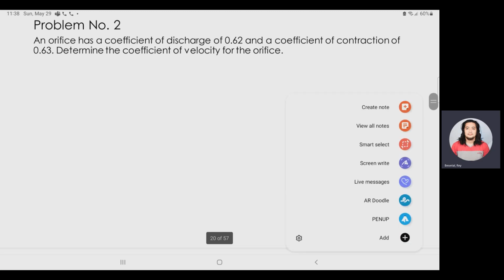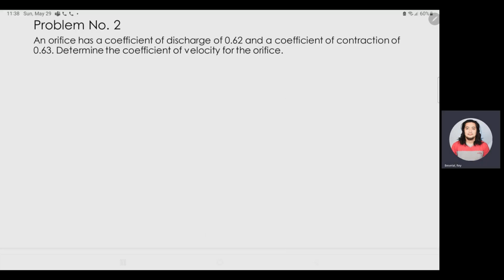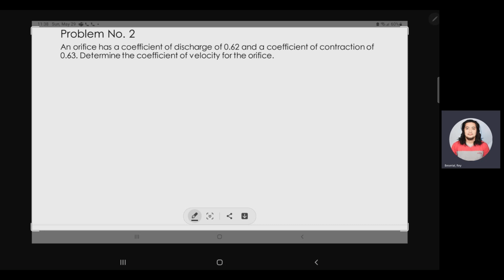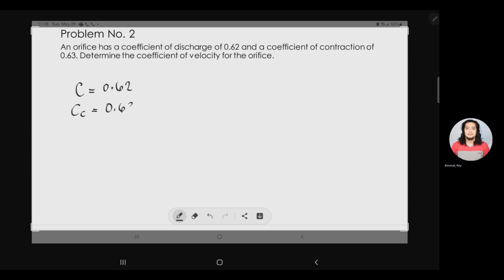Problem number 2. An orifice has a coefficient of discharge of 0.62 and a coefficient of contraction of 0.63. And we will determine the coefficient of velocity. So, coefficient of discharge, di ba yan yung ating C? So, 0.62. Coefficient of contraction, yung ating Cc, which is 0.63. And then, yung coefficient of velocity, yan yung ating unknown. So, paano natin makukuha yan?